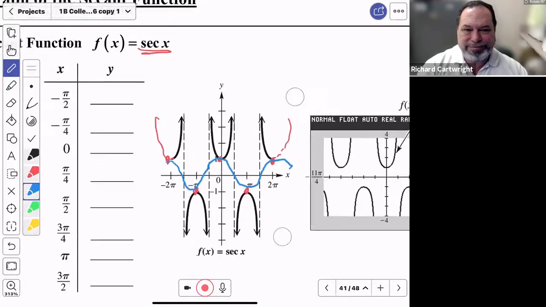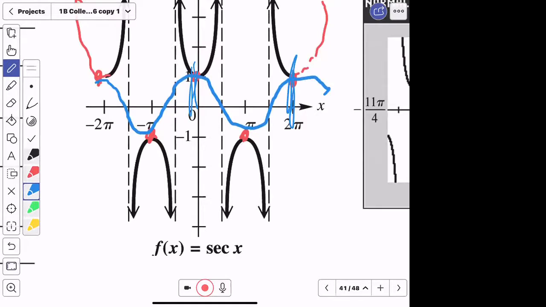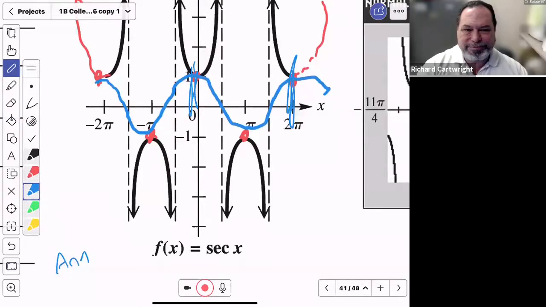What kind of graph does it look like in blue, starting at 0 and ending at 2 pi? What is that a picture of? A cosine graph. Who said that? Again, this is the third time, maybe even fourth. It's a cosine graph. Good job, Ann.